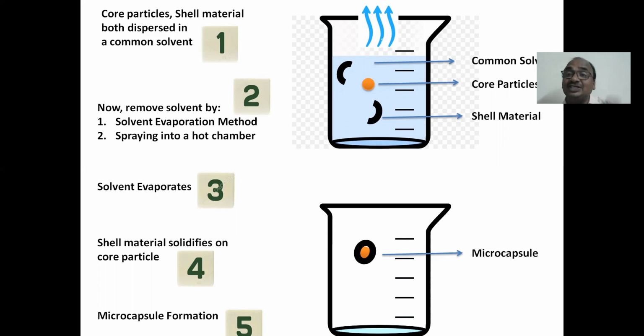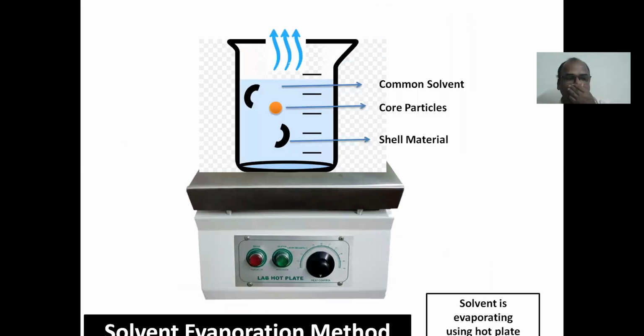See here, the solvent is now evaporated, the solvent is gone. So a microcapsule is formed, a beautiful microcapsule. You have to evaporate the solvent. So the shell material solidifies on the core particle, and finally microparticles are formed. That's it. In the solvent evaporation method, we are using a hot plate to evaporate the solvent. You just heat it, so the solvent will evaporate.